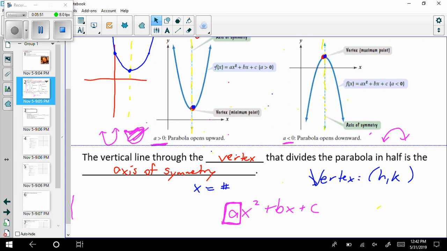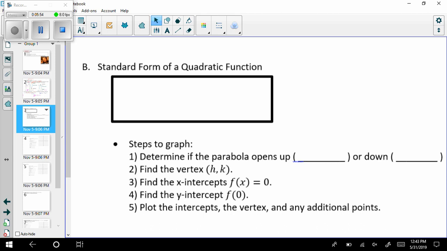That will always work. So when we go to graph these, one form that the quadratic might be written in is called standard form.